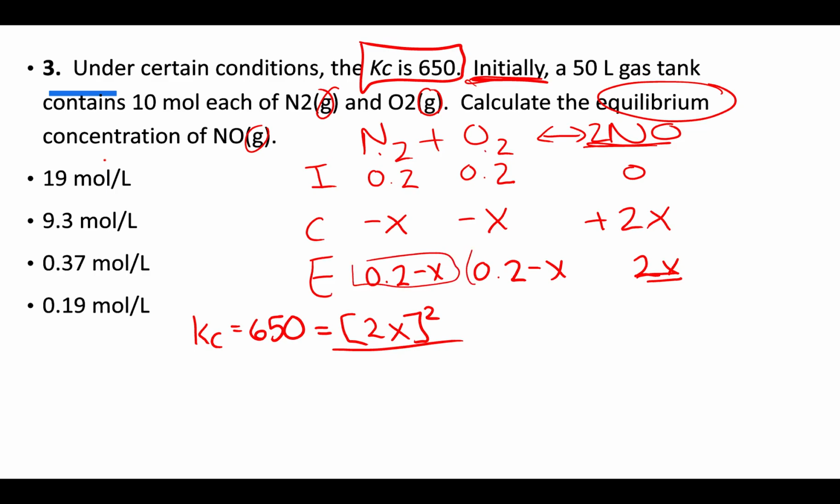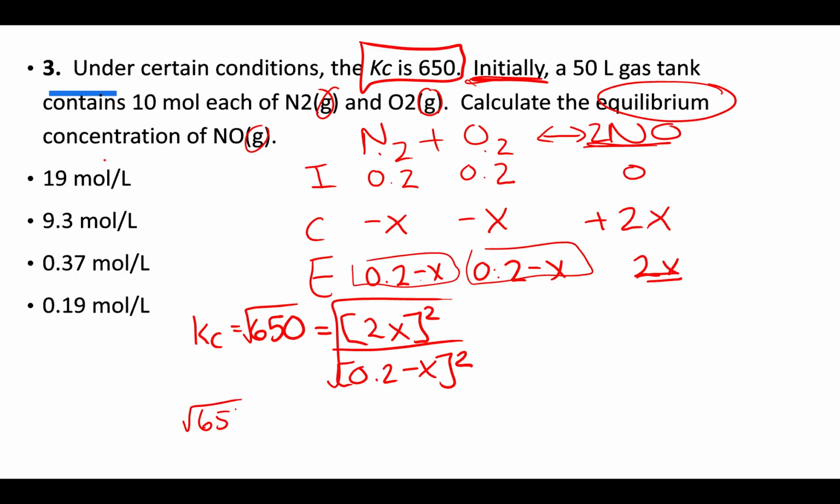So these values here at equilibrium, because they're multiplied by each other, I'm just going to write it down one time and then square it because there were 2 of them. Now we want to solve. So to solve for X, because that would be our next step, you want to square root both sides. So you have the root of 650 equals 2X divided by 0.2 minus X.